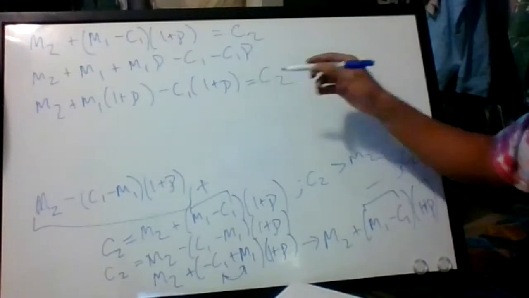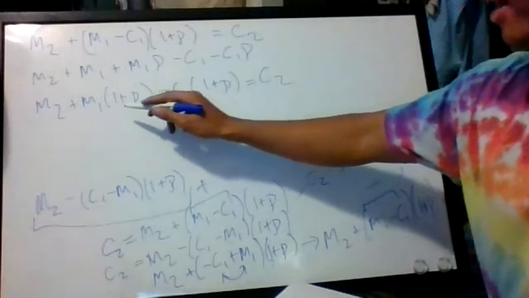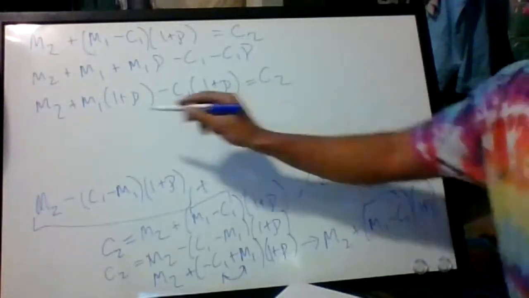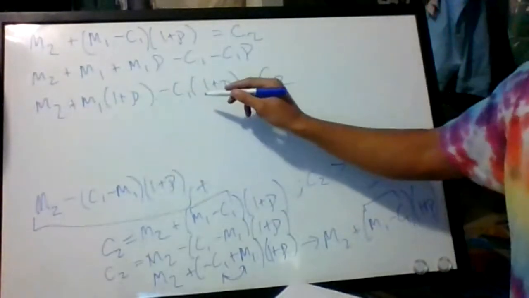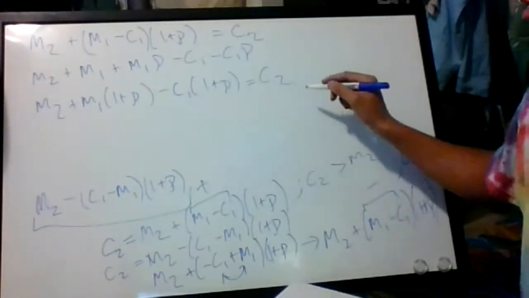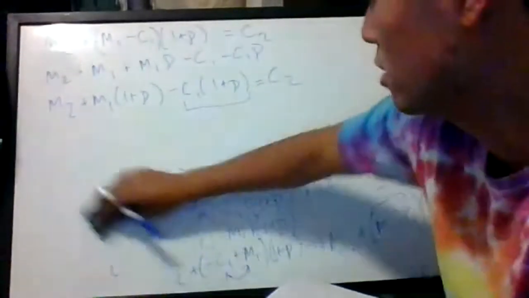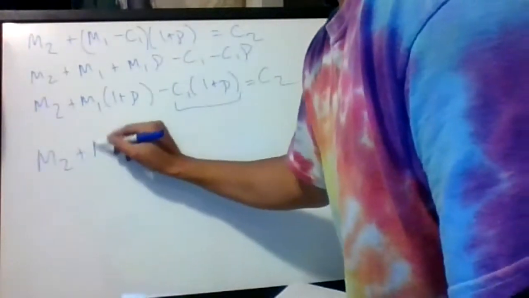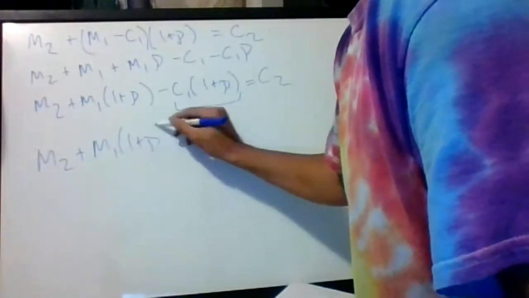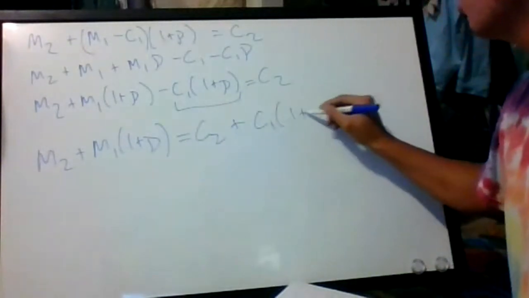But from here, I want to get my consumption on one side and my income on the other side, right? So we already have income all on this one side. So what I'm going to do is just add to both sides this term right here, and I'm just going to erase this. I'm going to get something that looks like this: M2 plus M1 times (1 plus rho) is equal to C2 plus C1 times (1 plus rho).